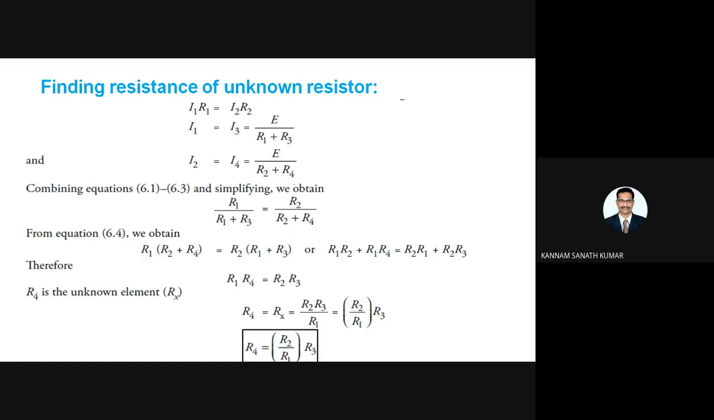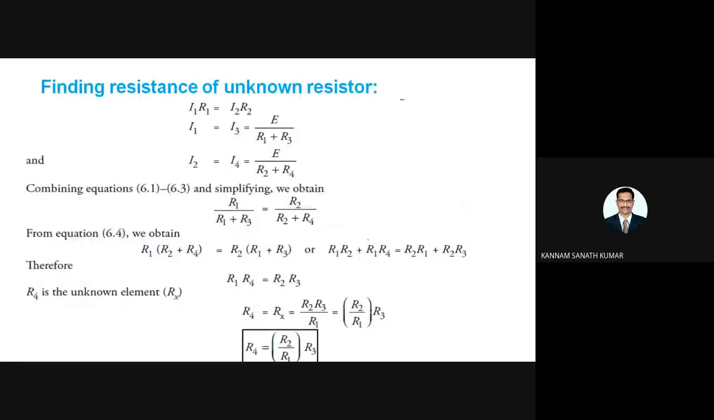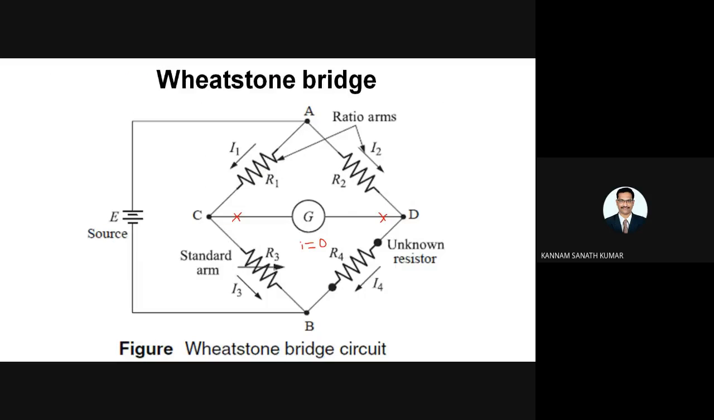And next, I1 equal to I3. When the bridge is balanced, the current through the galvanometer is zero, so this is an open circuit. Whatever current flows in this arm is equal to the current in the other, so I1 equal to I3, and I2 equal to I4. So I1 equal to I3 equal to the total voltage source E divided by R1 plus R3.